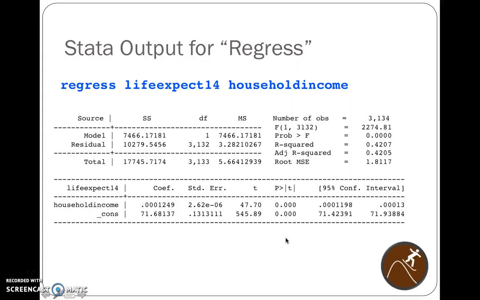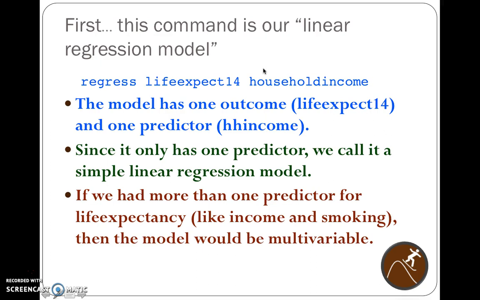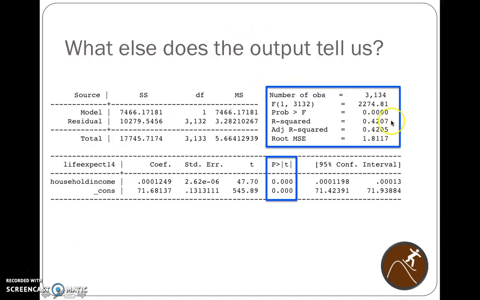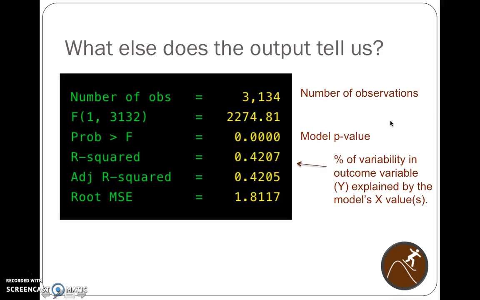go from there. So on the last video before this one, we had all this output from this command, regress life expect 14 household income. We got all this stuff, and I briefly introduced you to what this stuff was. We spoke a little bit on this. We're going to come back to this here in a second. I just want you to see what this output tells us.